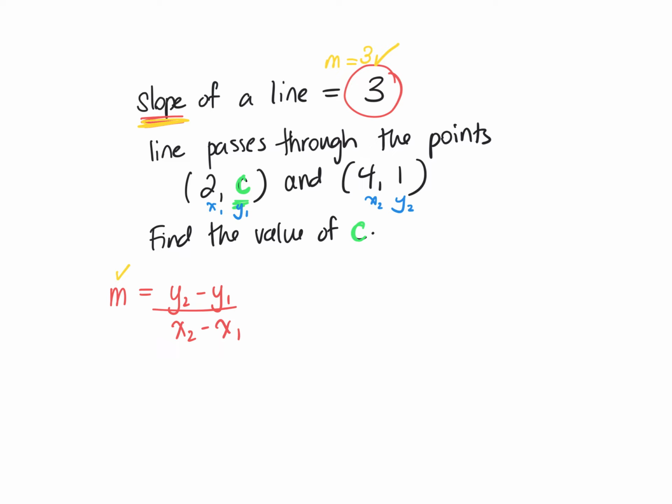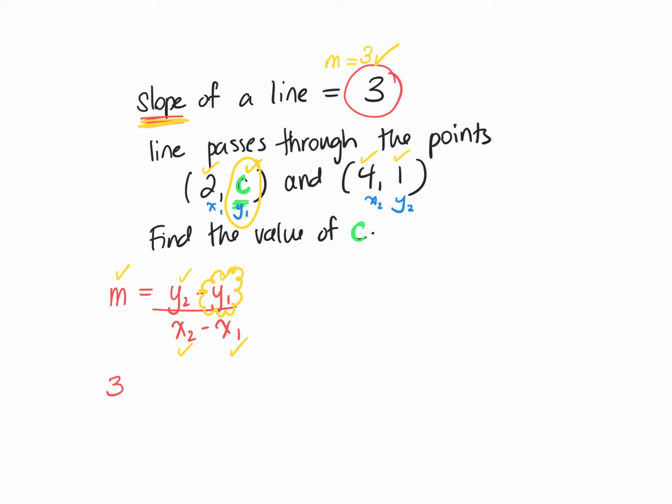So we actually know the y2 and we don't know the y1. That's what we're trying to find. We know x2 and x1. So we actually have only one unknown here. We just don't know this variable. Because we only have one unknown, we can substitute all the values in and isolate for C in this case. Okay, so let's plug everything in.